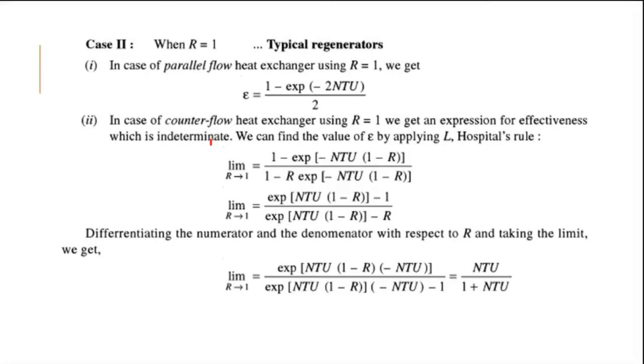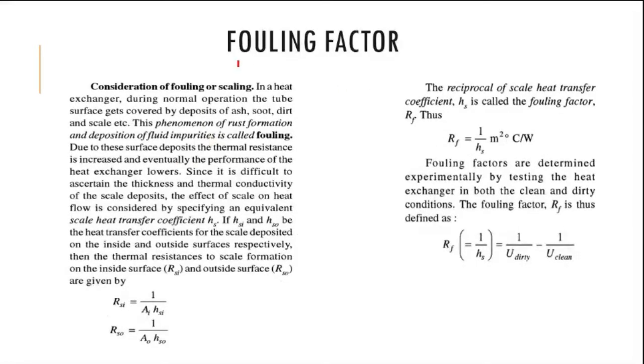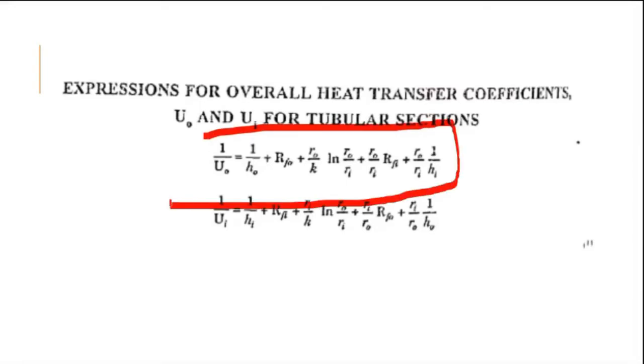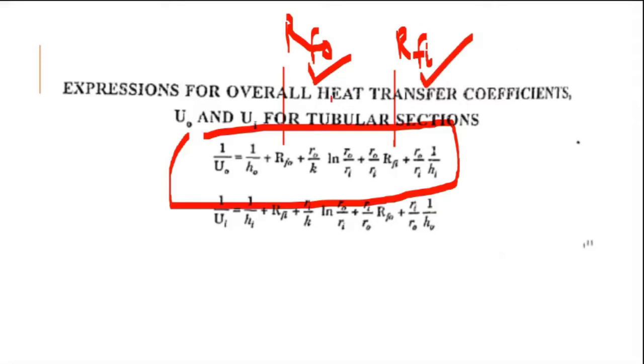The next topic is fouling factor. If you recall the relation for the overall heat transfer coefficient, which we used in the numericals, two terms were coming. The first term is RFO and the second term is RFI. These are called fouling factors: the fouling factor to the outside surface of the pipe or tube, and the fouling factor to the inside surface. We will see what these fouling factors are.